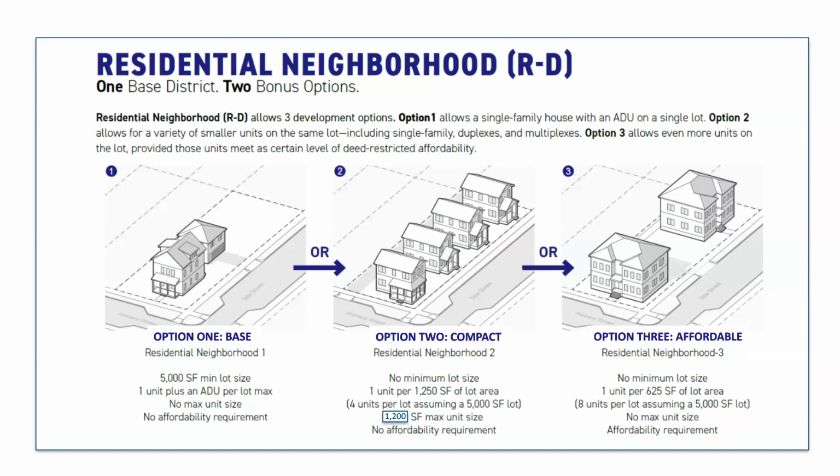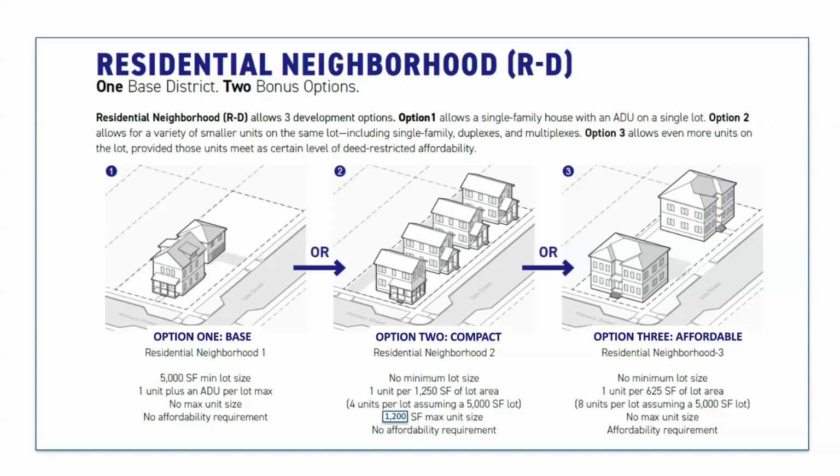So we want to allow design flexibility, but we know that increasing density might have negative trade-offs. So what are the ways that we want to help density fit better within those existing neighborhoods, right? And since it's an opt-in, we can think about what sort of design requirements we might want to see on that more compact, dense development. And option 3 is essentially an affordable version.